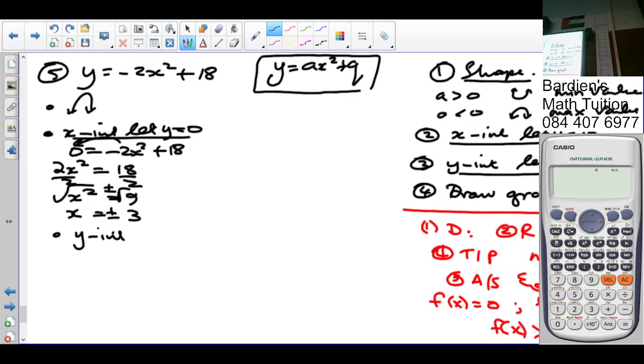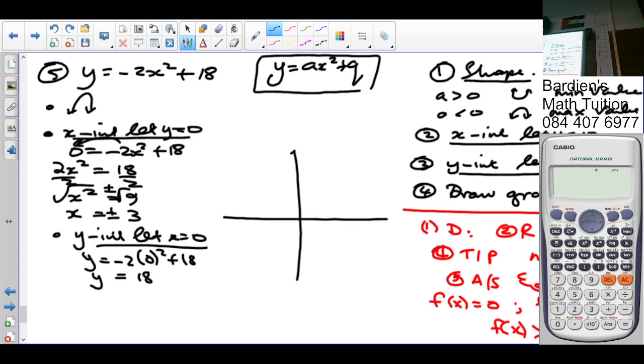Y-intercept, what do you do for y-intercept? Get x equal to 0. So y is equal to negative 2 times 0 squared plus 18, which gives you an answer of 18. So this is enough to draw the graph, not so. The graph is crowning. There's x values of minus 3 and 3. It's turning at 18. There we go.